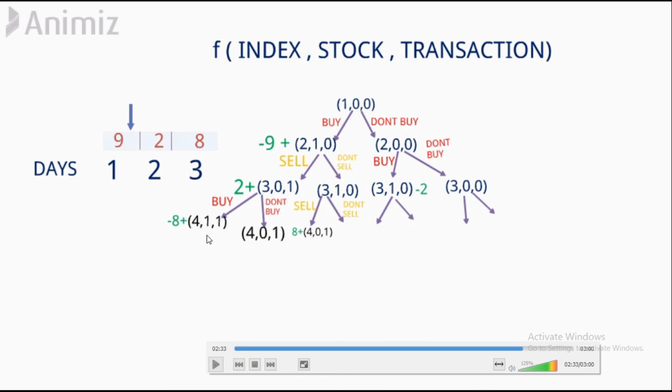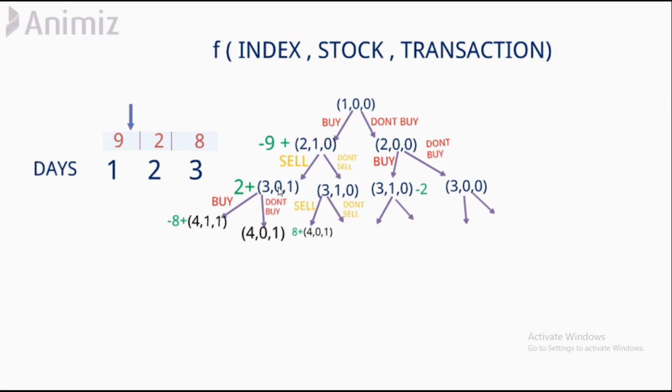Okay, so after I return 0, the values will be returned. Like from here the value is 0. 0 plus minus 8 is minus 8. So this value will be given back here. Now look at this branch. This would also return 0 because we have reached the fourth index. Now this would also return a 0 here.